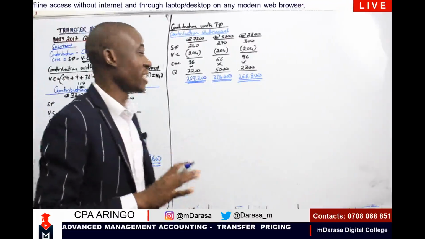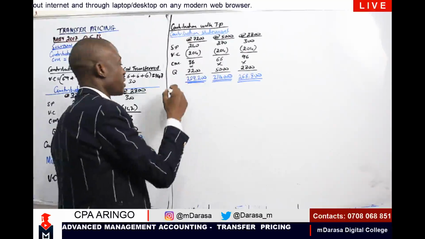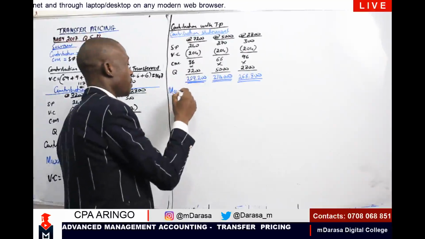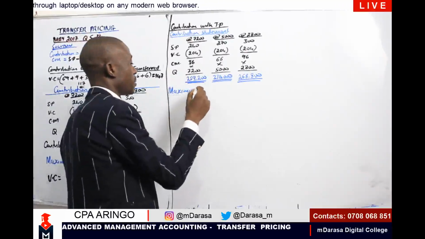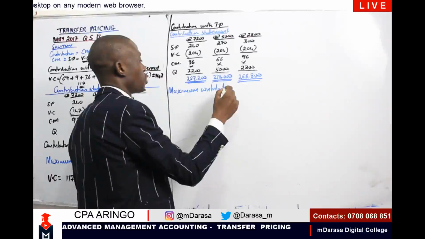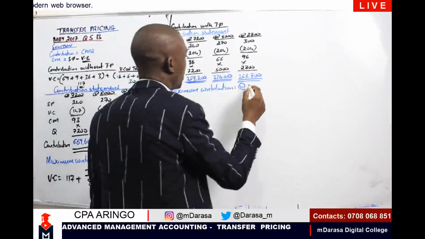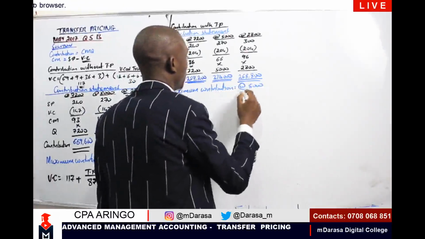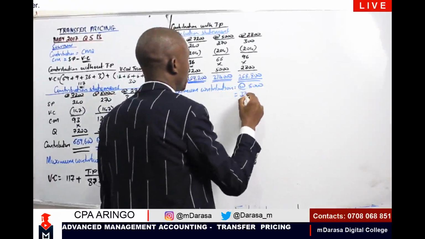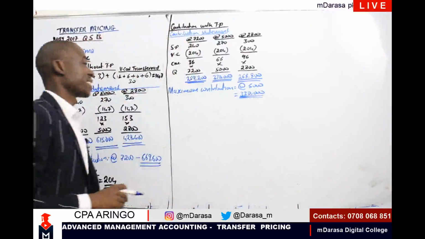Then the moment you are there, we need to do what? To identify the maximum contribution. So talk of maximum contribution. For maximum contribution, I can clearly see we are looking at how many units? At 5,000 and revenue of 330,000. Correct?